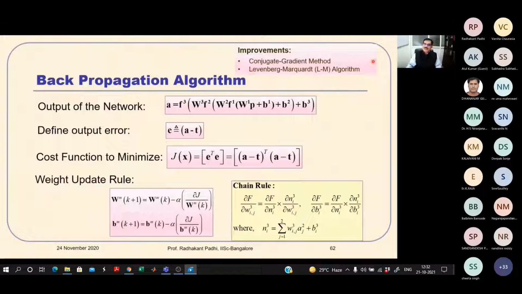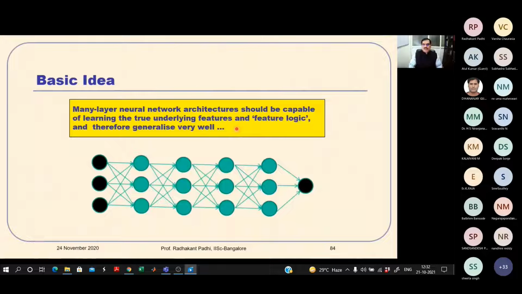So what are the improvements you talk about? Well, you can think about the conjugate gradient method instead of simply using steepest descent, or you can even think about the Levenberg method. And the very default algorithm happens to be the LM algorithm. So that's the whole idea of backpropagation. It feels simple, but remember it was a major bottleneck in the timeline of this.